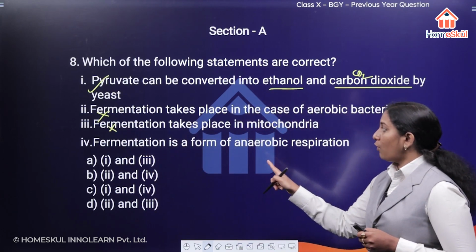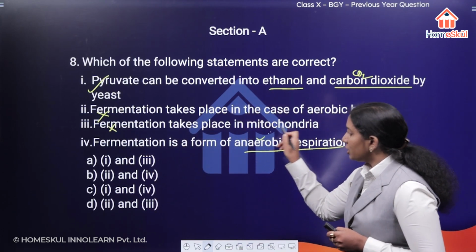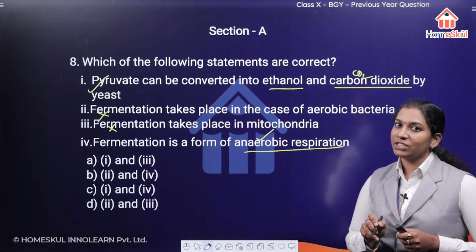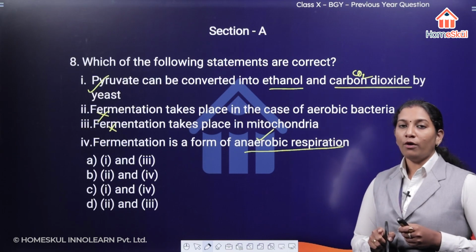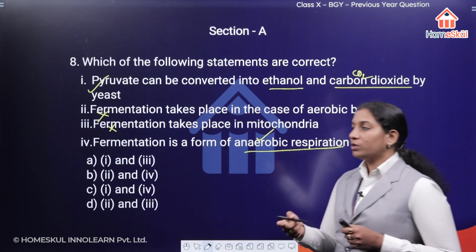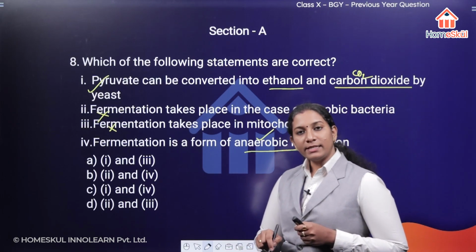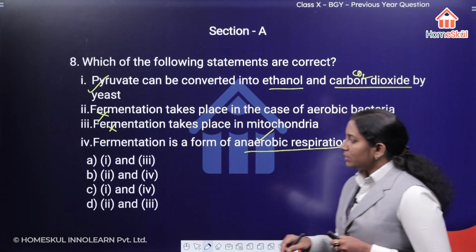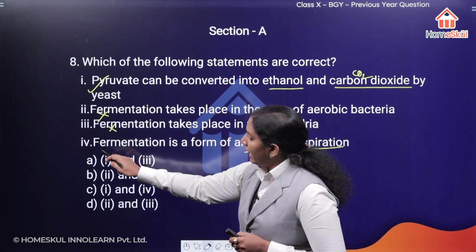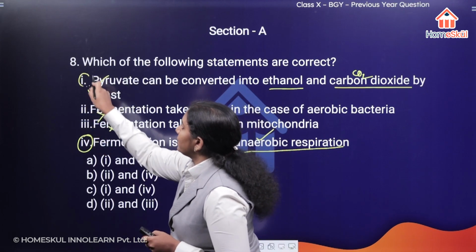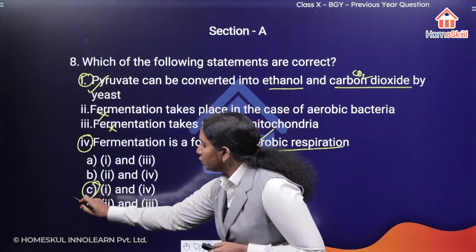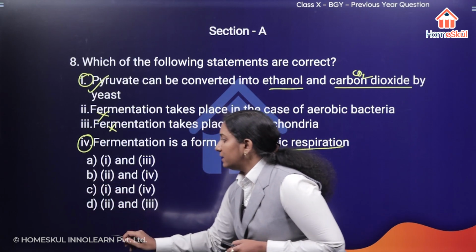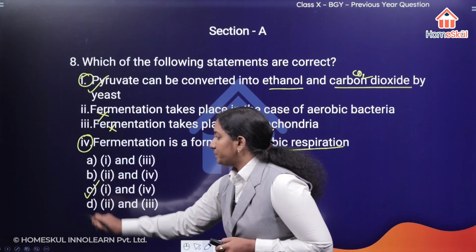Then, fermentation is a form of anaerobic respiration. Yes, that we have already discussed. It is a kind of anaerobic respiration that happens in the absence of oxygen. Without oxygen, the respiration has happened. That is fermentation, right? You have to choose statements 1 and 4. These two statements are correct. So you can choose option C as the correct answer.